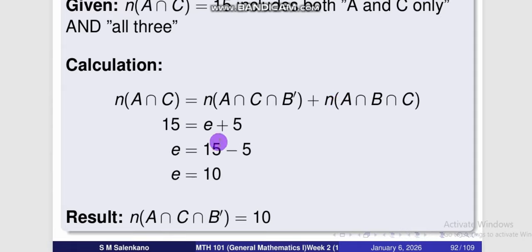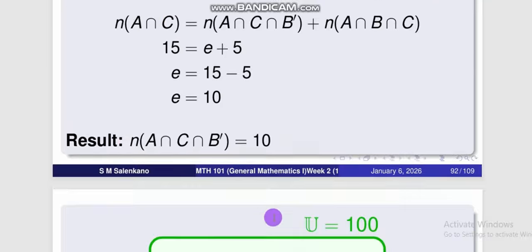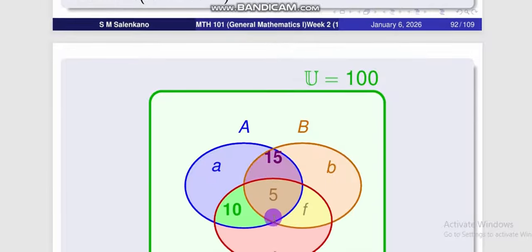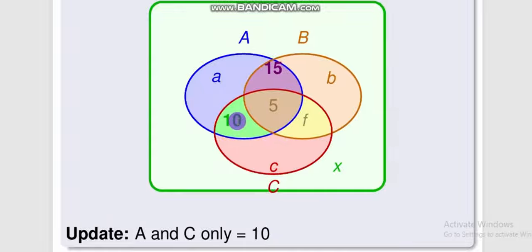Now our E is equal to 15 minus 5, and then E is equal to 10. Right? So now we know that the region for those who read only A and C is 10. So our result, we got 10. We proceed to the Venn diagram and put 10 in that region. So we are done with this region. So the next one is we're going to find this F for B and C only.